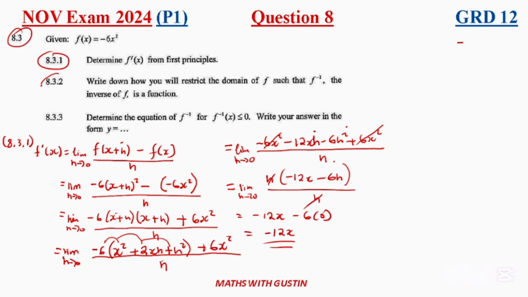All right, so 8.3.2 says: write down how you will constrain the domain of f such that f inverse, the inverse of x, is a function. They like asking this question a lot, guys. You just need to know on which interval this will be a function. As you can see, this is a parabola.